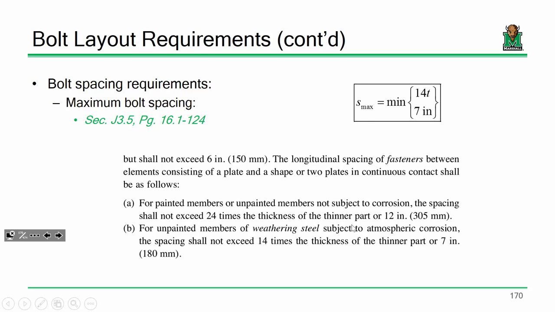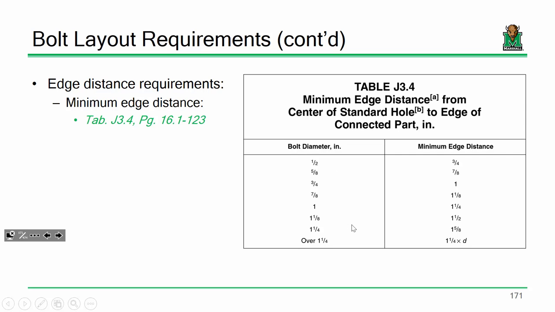Now that's limits on how far apart bolts can be spaced from each other. We also have to talk about edge distance requirements. In other words, how far apart bolts can be from the edge of a given plate. So this is the only one that's a lookup. If you go to table J34, it's on 16.1-123, so it's literally back a page.